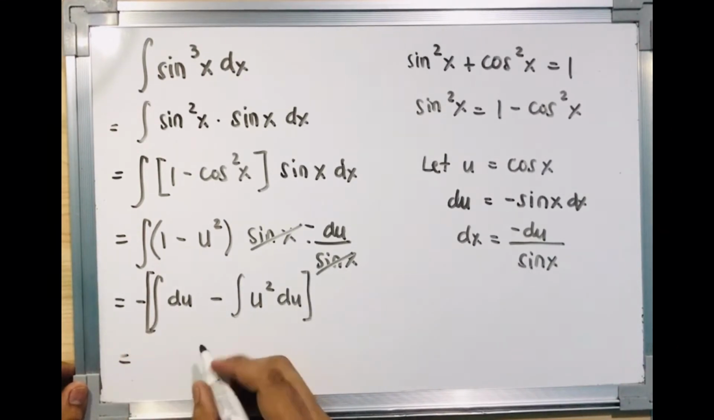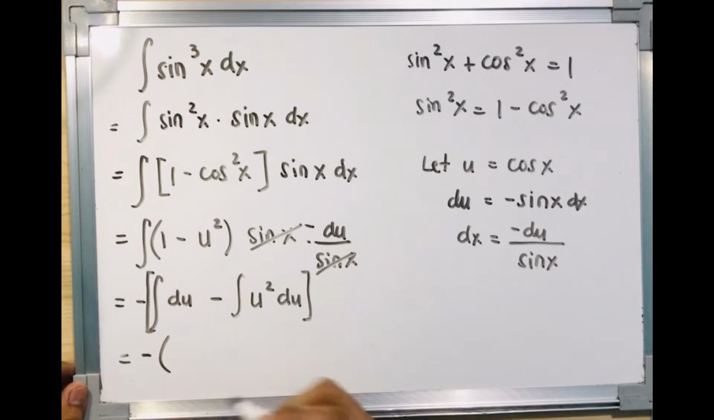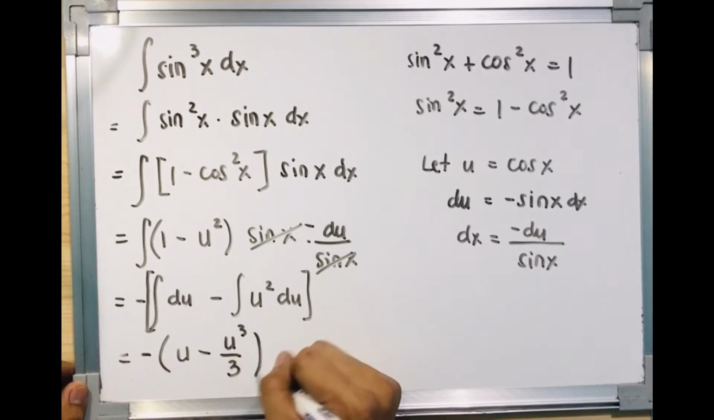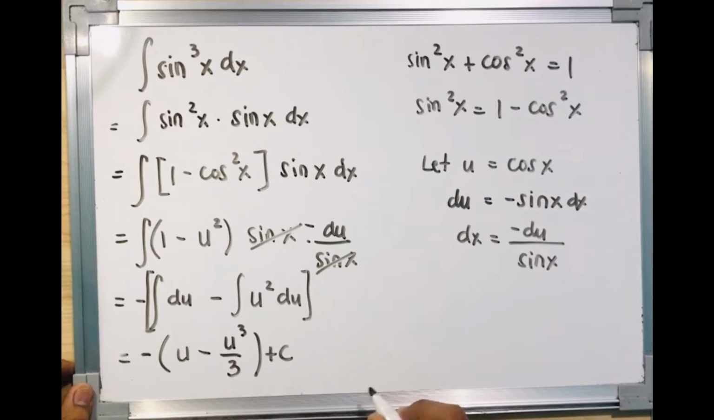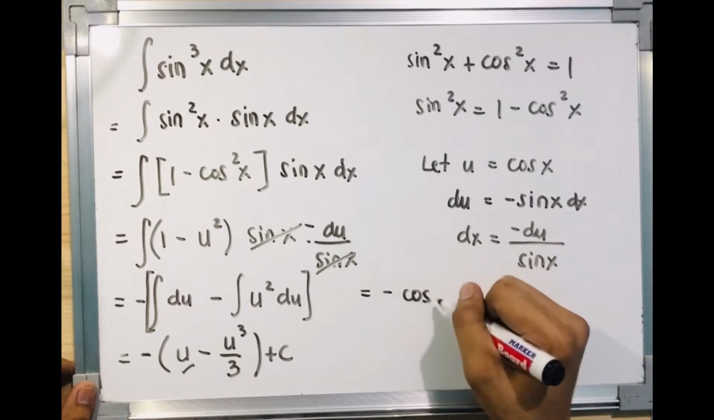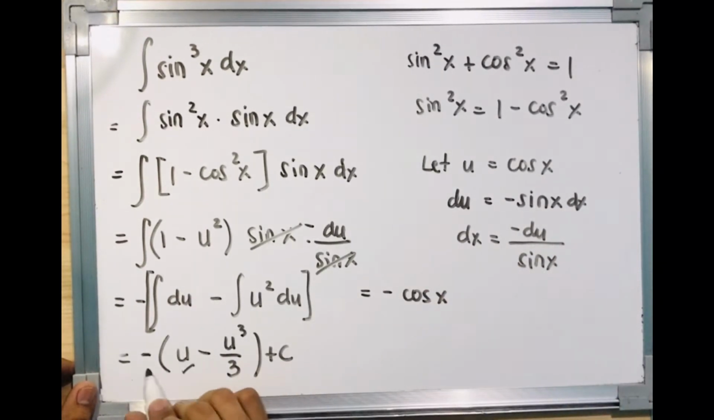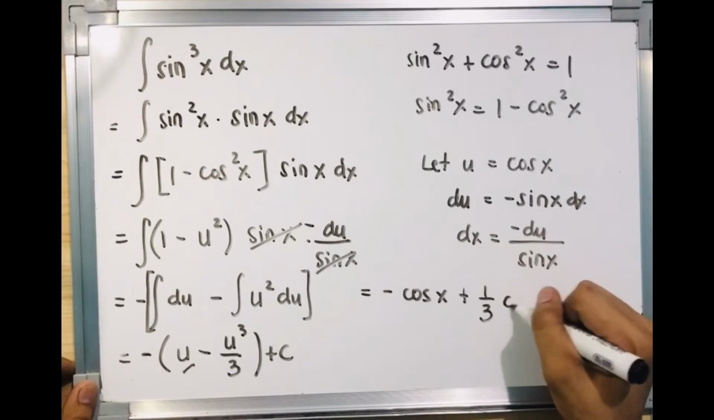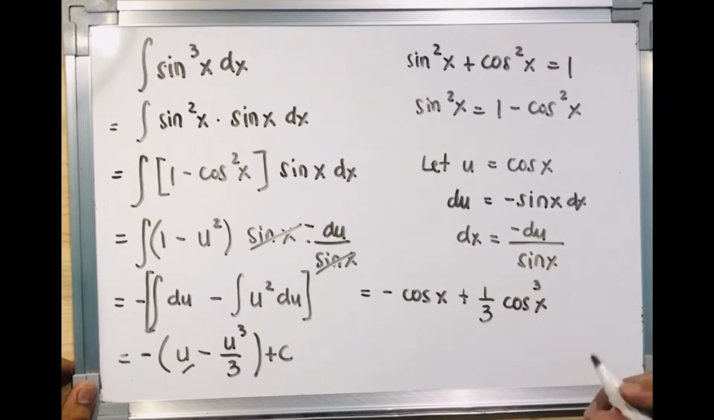So, may negative pa rin tayo sa labas. We have integral of du is u minus u squared, that's u cubed over 3, and then plus c. Okay? So, writing down the final answer to this problem, i-distribute natin yung negative. Therefore, magiging siyang negative. Ano nga ba yung u natin? That's cosine of x. And then, minus, magiging plus. So, 1/3, ilabas natin. And then, my cosine of x, pero raised to 3 plus c. So, this is the final answer to this problem.